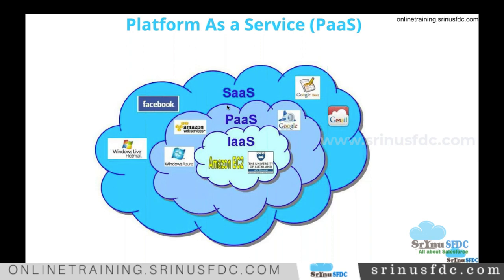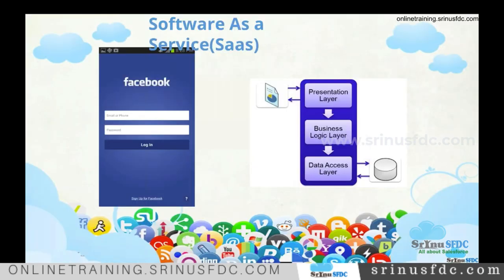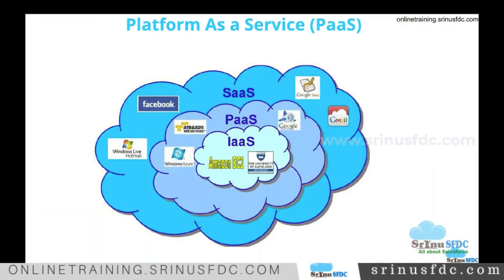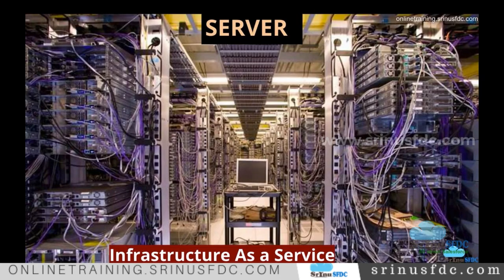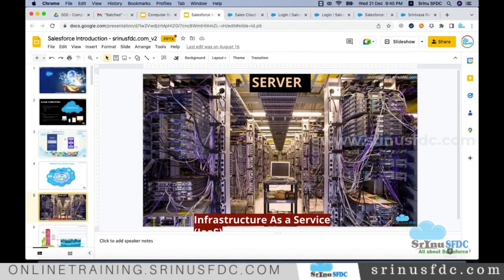So what is infrastructure as a service? I mean, that was software as a service and platform as a service. Okay, the next thing is infrastructure as a service. Infrastructure means making the hardware available through the internet. So that we call infrastructure as a service. If you see this picture, this is one of the servers, right? A server is nothing but a computer, right?